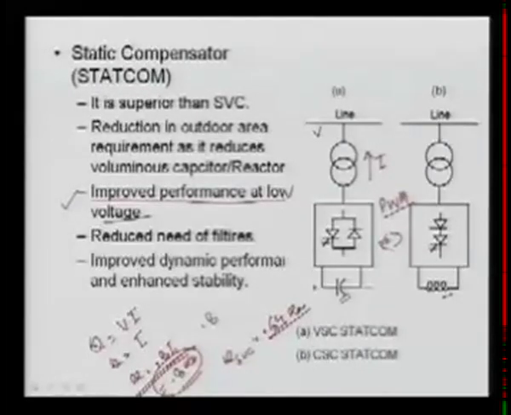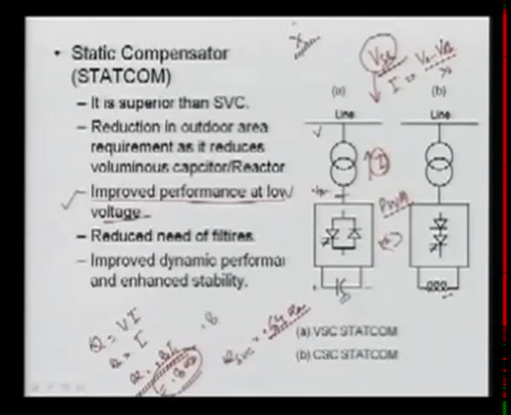So SVC is nothing but a variable impedance source, a variable impedance device. However, this STATCOM is your variable voltage source. This is the difference between the two. So SVC is your variable X, that is a shunt. Here it is your variable voltage, and then we can change the voltage and thereby we can change the current. So if this is your voltage VSH, I can write (V minus VSH) divided by the transformer impedance is your I.